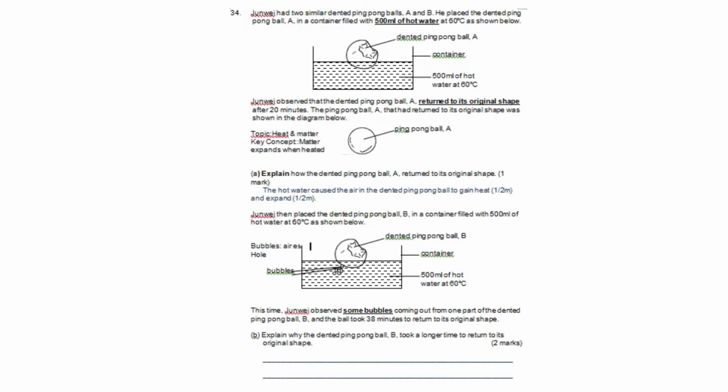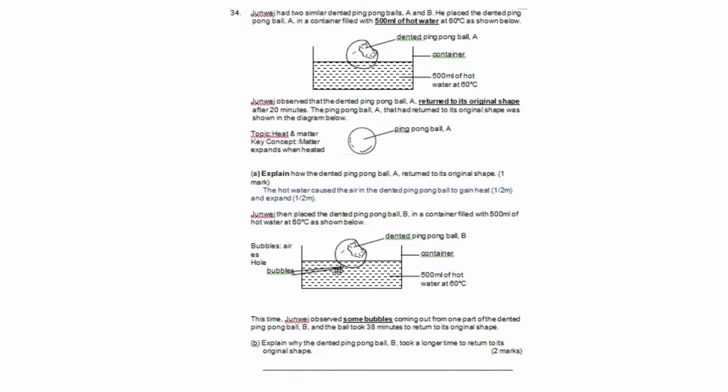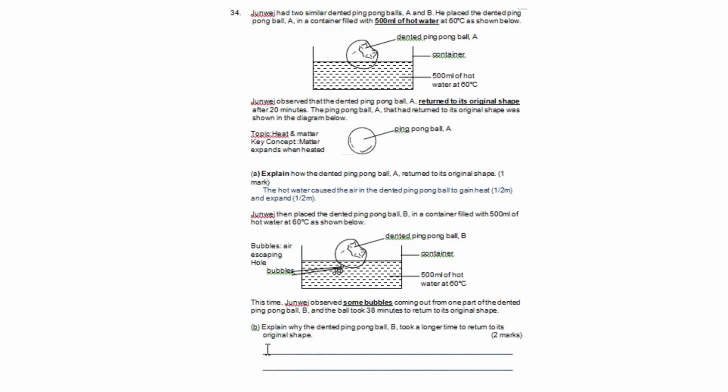that air is escaping. Oh dear, I can't write it here. Air is escaping because of a hole. Okay, so that is the clue that the question is asking you. Because of that, now I have to explain it one by one. First, I want to say why there are bubbles. I say there's bubbles because the dented ping pong ball had a hole.